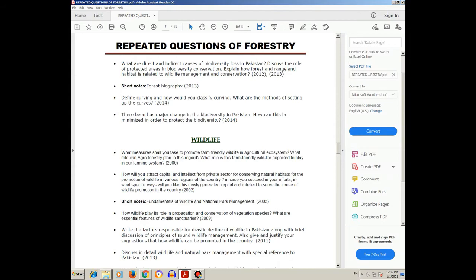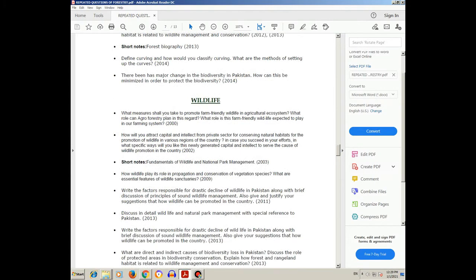2000 How will you attract capital and intellect from the private sector for conserving natural habitats for the promotion of wildlife in various regions of the country? In case you succeed in your efforts, in what specific ways would you like this newly generated capital and intellect to serve the cause of wildlife promotion in the country?